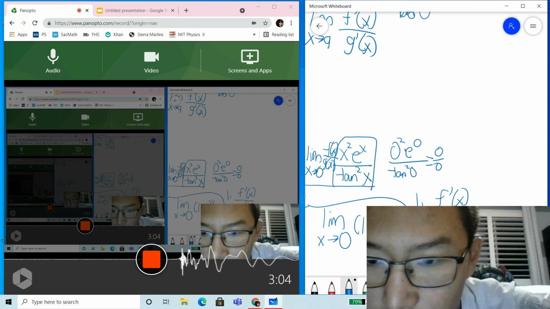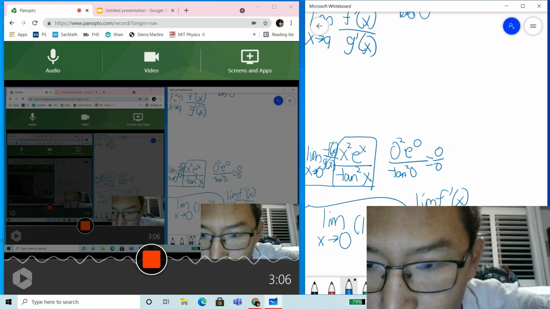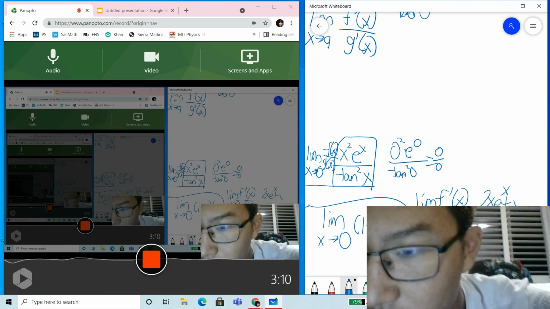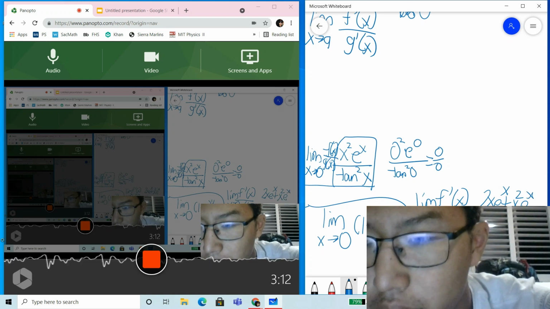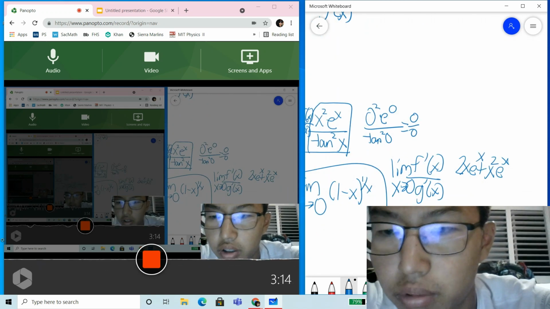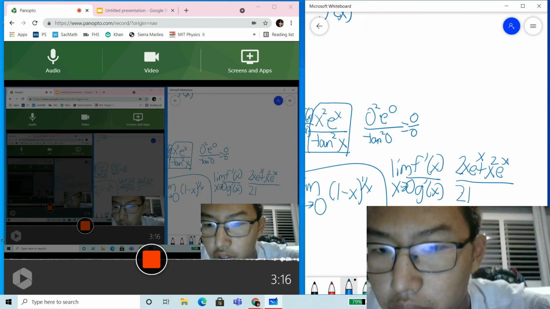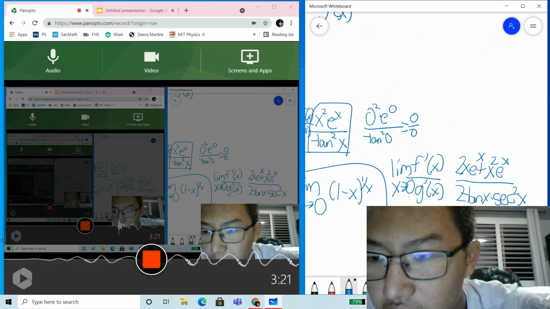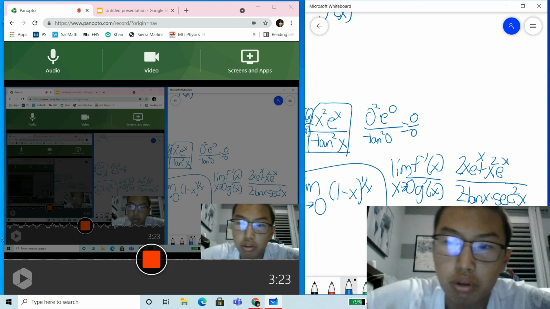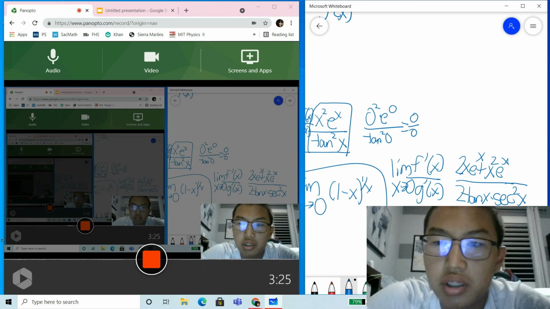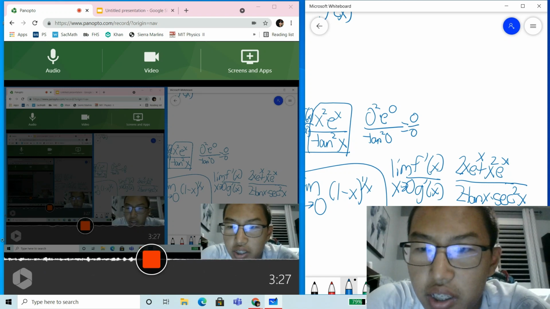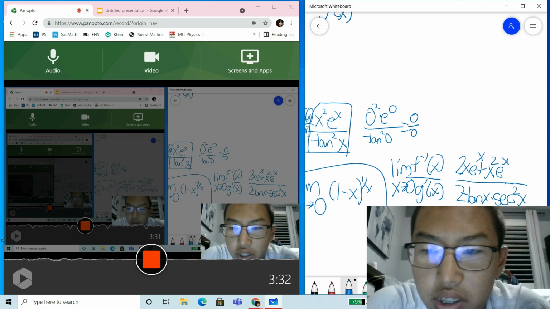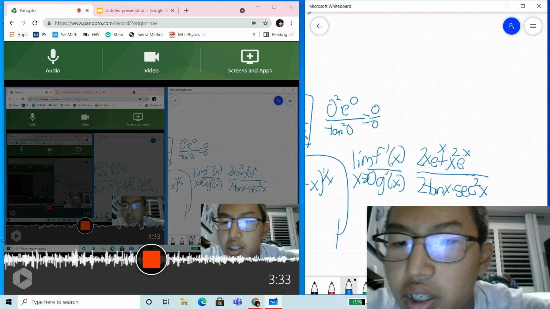So f prime of x over g prime of x. Always say the limit as we're going to 0. It's going to be 2x e to the x plus x squared e to the x, remember your product rule, over 2 tangent of x times secant squared of x. Because you must remember your chain rule in this case, because the derivative of tangent of x is not 1, it's secant squared of x. And let's try this again.